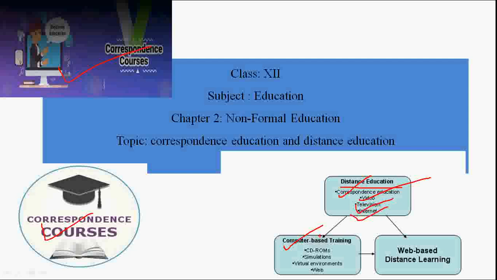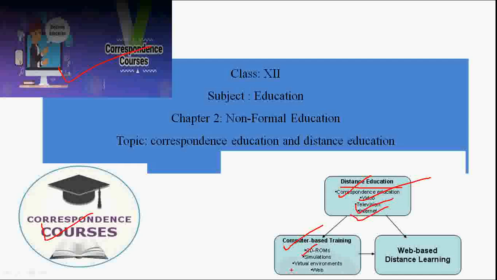So under computer based training or computer based teaching, we can have CD-ROMs, because these are very important. CD-ROM means compact disk, read-only memory. And simulations means where the teacher will teach the students part by part, like micro teaching.